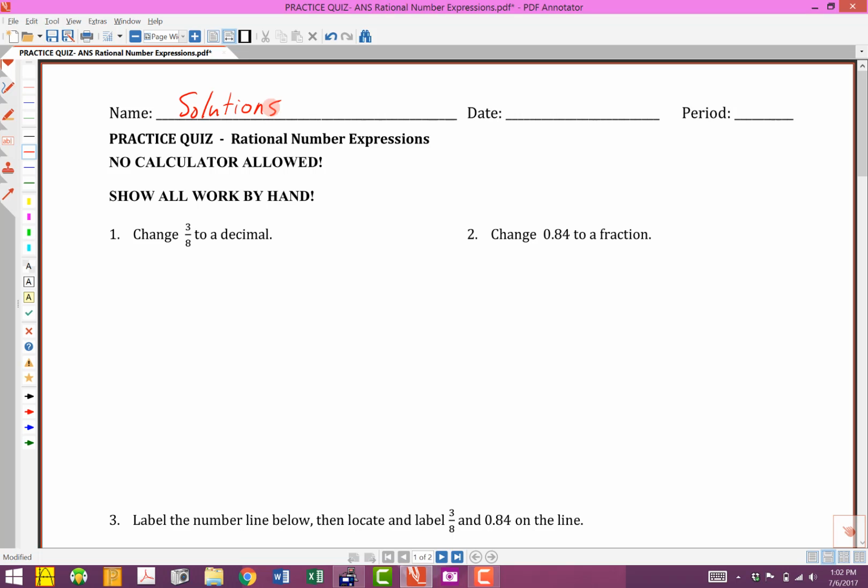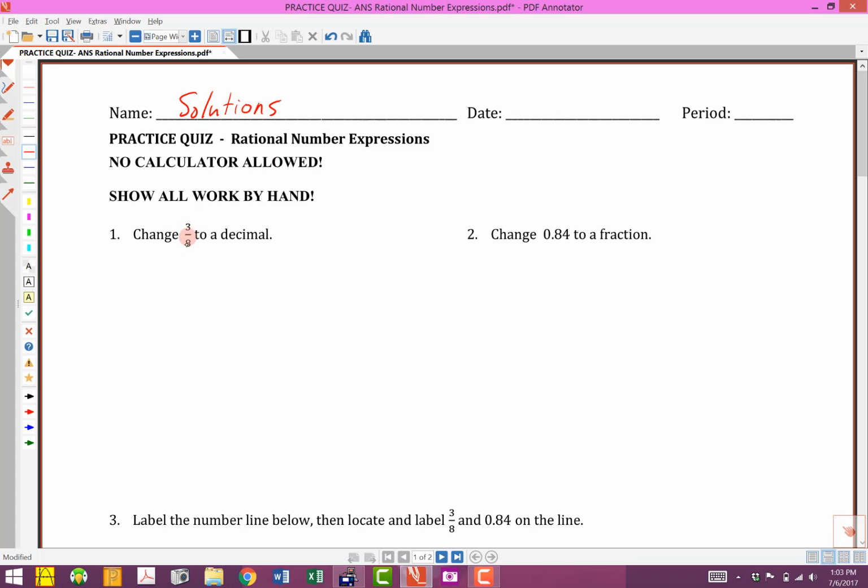Let's take a look at this practice quiz on rational numbers and expressions. Notice that it says no calculator allowed, so we want to make sure that we're showing all the work that we need to by hand to answer these questions. And then there is a part on this where you can use a calculator.